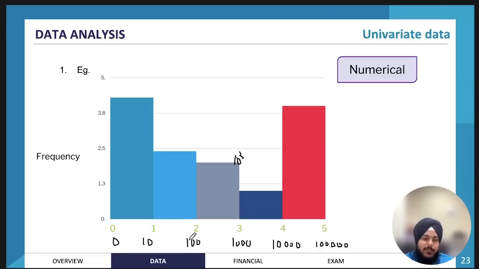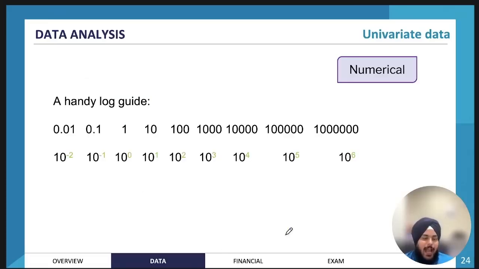These actually represent log scale. So this 2 to 3 represents 100 to 1,000, and so on and so forth. Okay, so this is a handy log guide, but obviously you will have your calculators, so it will be pretty straightforward.